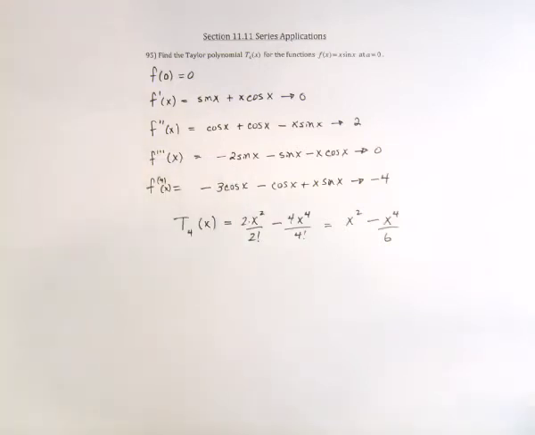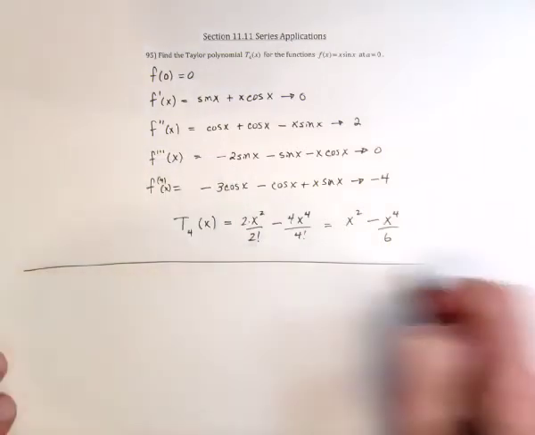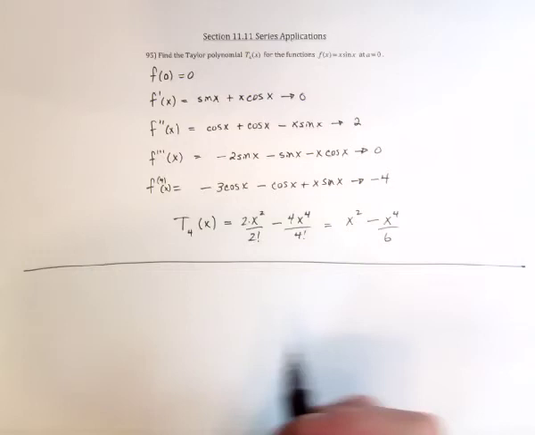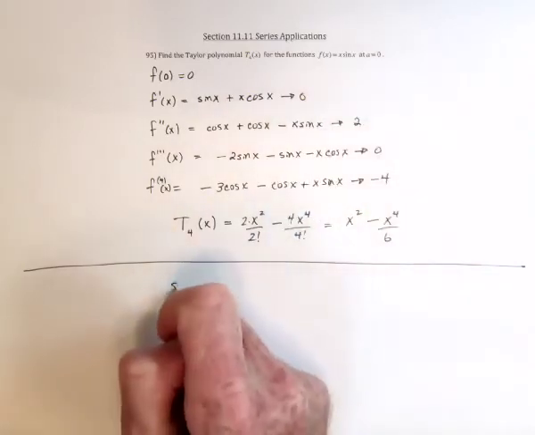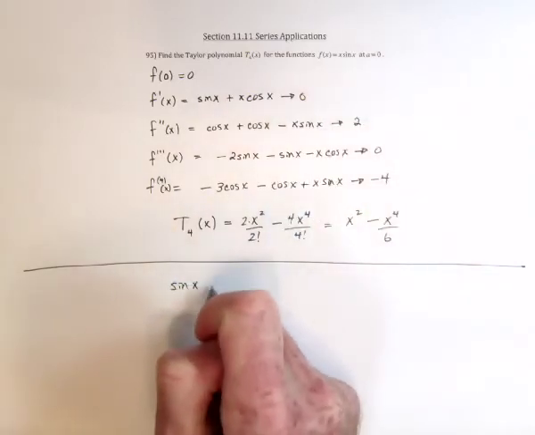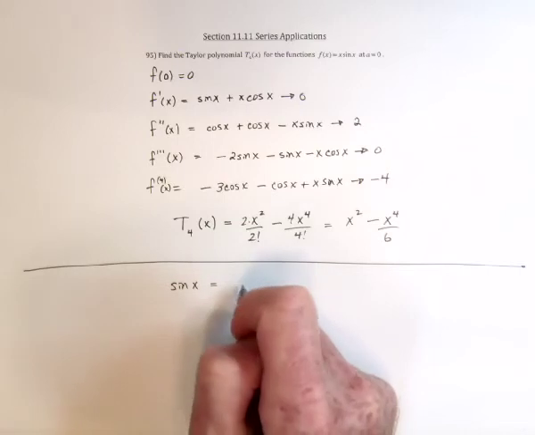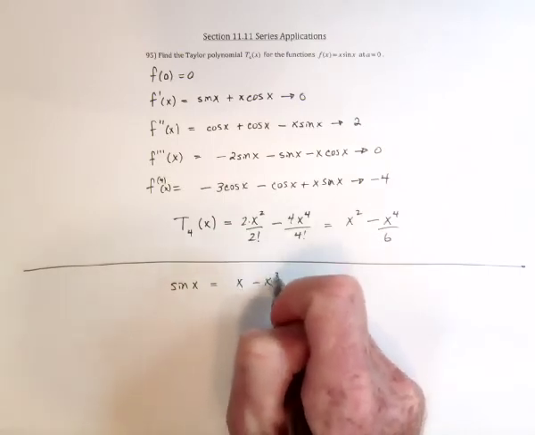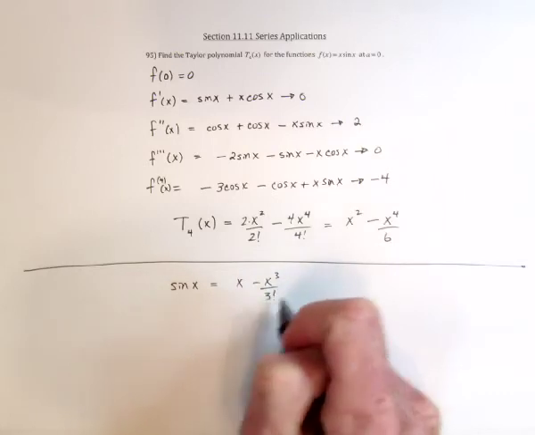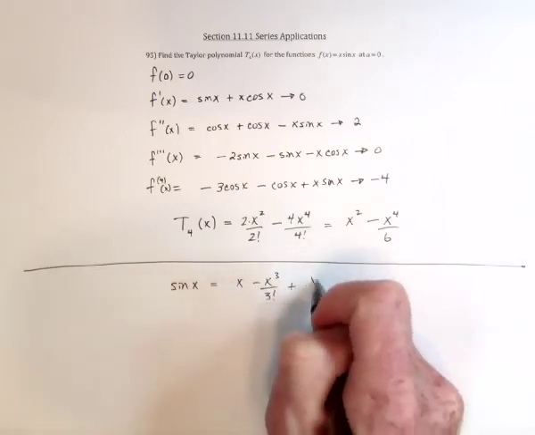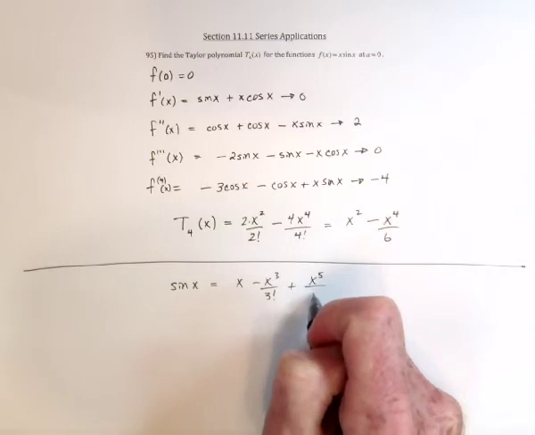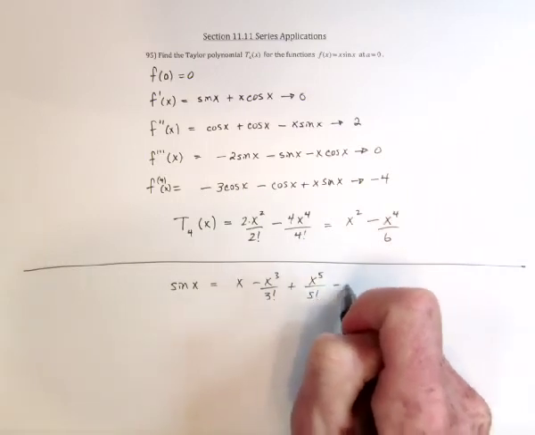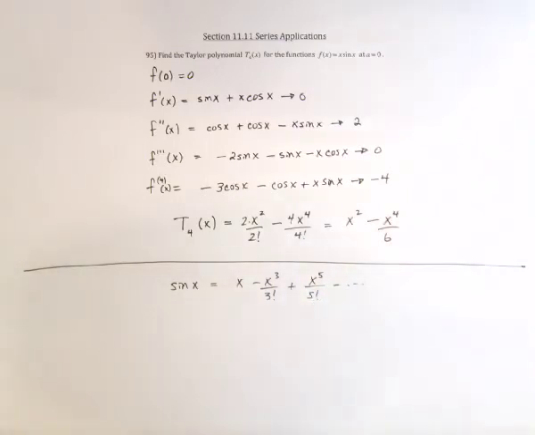Well, the other way we could have done it is take a known series like the series for sine. Sine of x is equal to x, it's the odd numbers, then x to the 3 over 3 factorial plus x to the 5 over 5 factorial, etc. And then just multiply both sides by x.